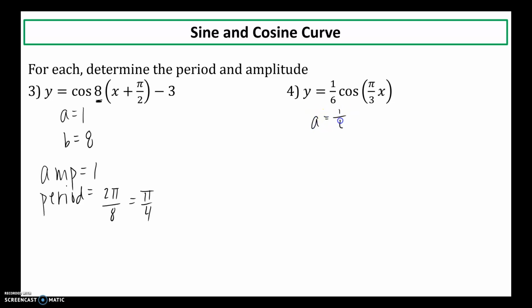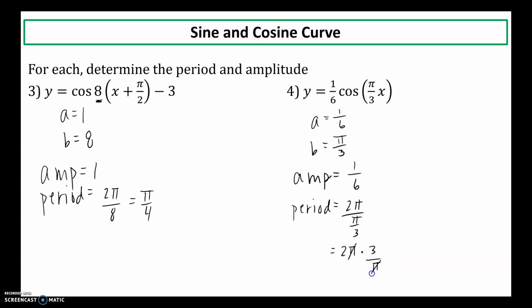Okay, A here is 1/6. B is the number x is being multiplied by. So in this case, B is in terms of pi. That's okay. All right, my amplitude is 1/6. And the period is 2 pi divided by pi over 3. Okay, so I take 2 pi, I multiply... In this case, the pi's cancel each other out, and the period is going to be 6.